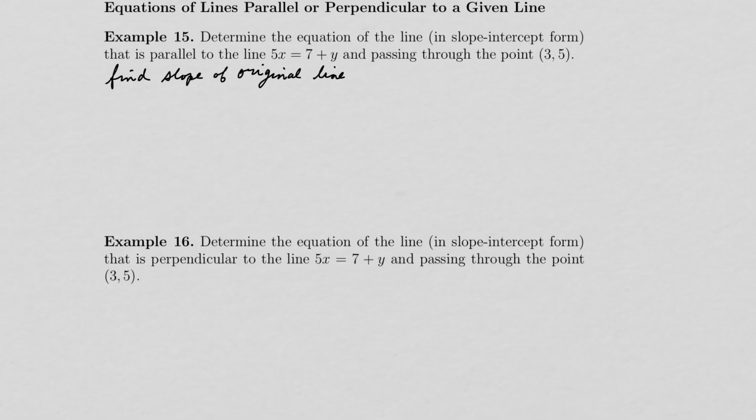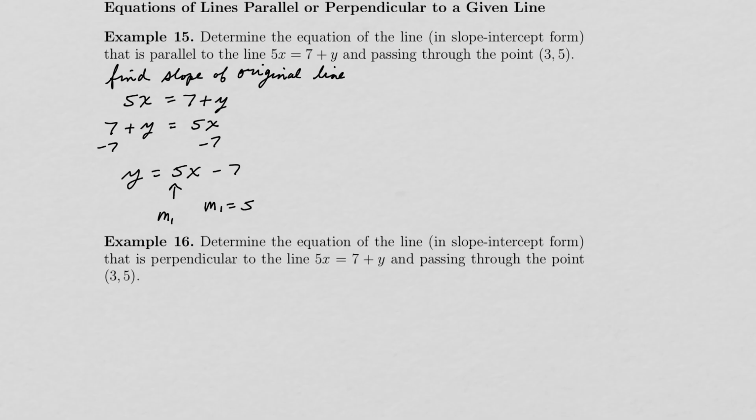How do I do that? Let me just put it in the y equals mx plus b form. So again, I'm going to write the 7 plus y on the left-hand side and 5x on the right, just so I have the y on the left to start. And then if I subtract 7, this is y equals 5x minus 7. So what is this telling us? It's telling us that the slope of the original line, I'll call m1, is 5. Right? So m1 is equal to 5.